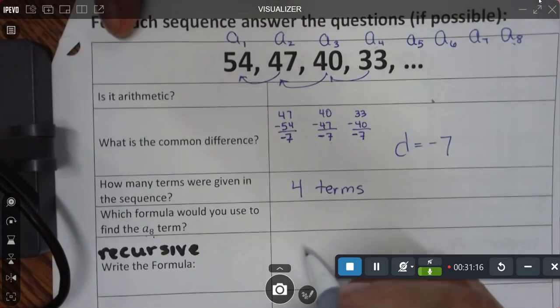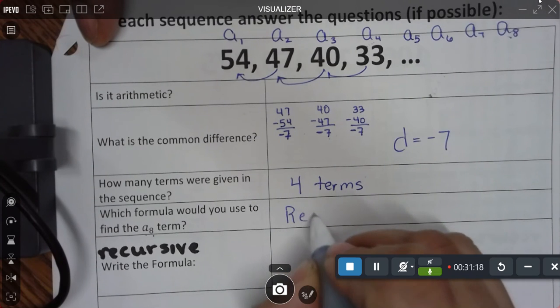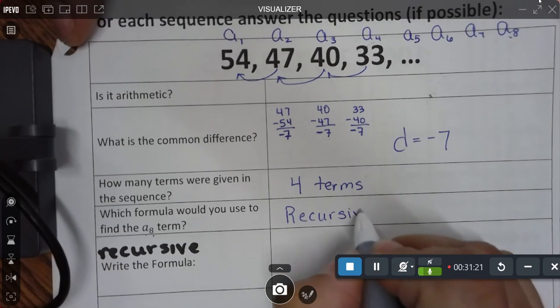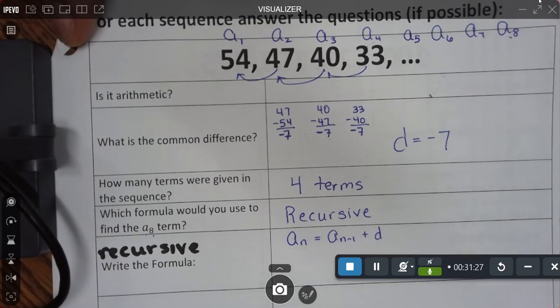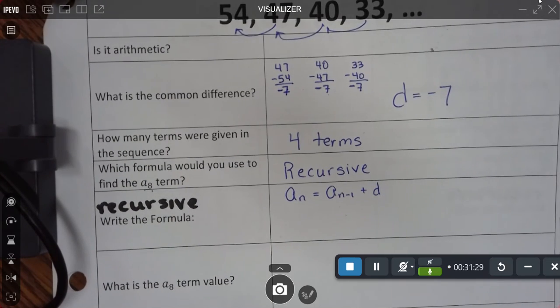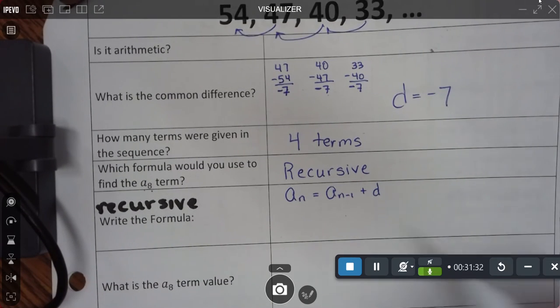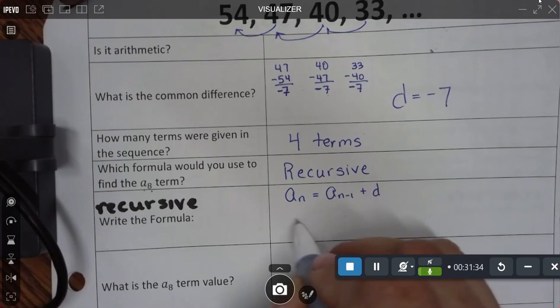All right, the recursive formula, can you look at your formula sheet? It's a sub n equals a sub n minus 1 plus d. Yes or no? Don't be afraid of the formulas, okay? So all we're going to plug in is the d.